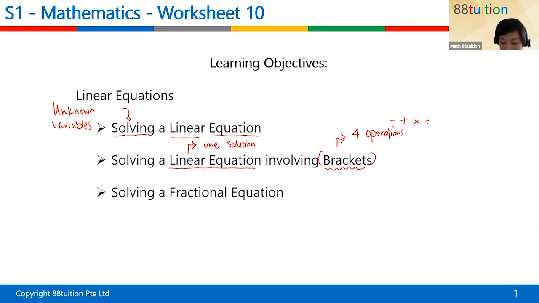Then another thing we are going to cover is to solve fractional equations. What is fractional? It involves something over something. But this time round, you involve an equation equal to a certain value. Then you will be solving. Again, for solving you must have unknown variables. So far, are we ready to move on?